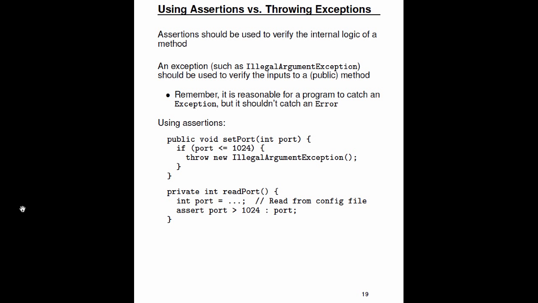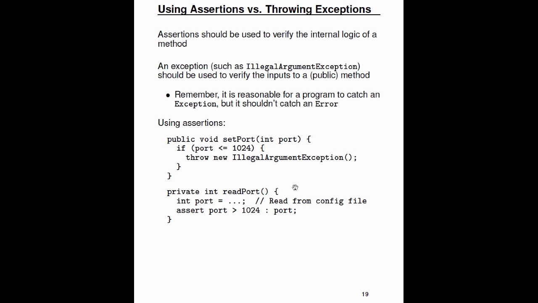So here's an example of when to use assertions and when to use exceptions. Let's say I've got a public method on my API called setPort. It takes in an int. Now it doesn't allow ports that are less than or equal to 1024. So here I want to validate that the port argument that's passed to me is valid. And since it's a public method, what do I do? I say, well, if the port is less than or equal to 1024, then throw an illegal argument exception.